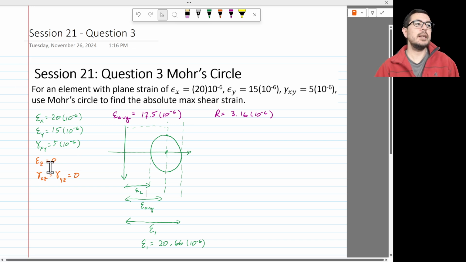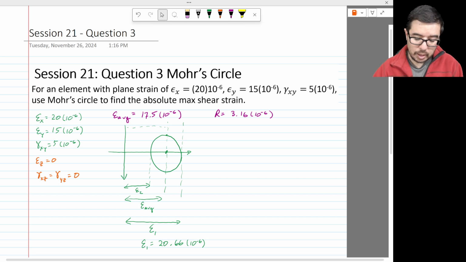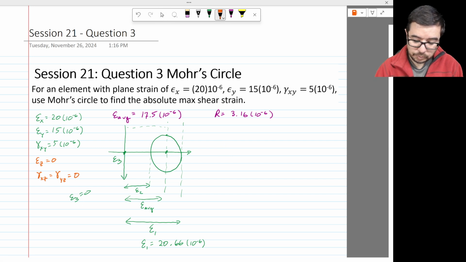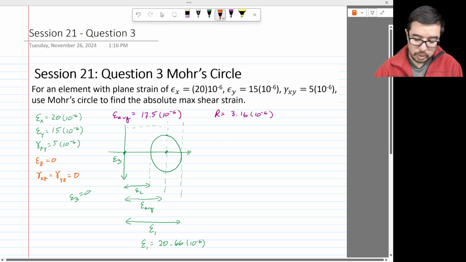So that means that we're just going to have an epsilon 3 that's also equal to 0. So this is going to be epsilon 3, and epsilon 3 is equal to 0. So the other Mohr circles that we can draw would be going between the z and between the 3 and the 2, really, because we started off with one state of stress.